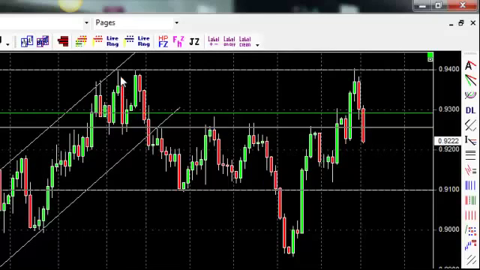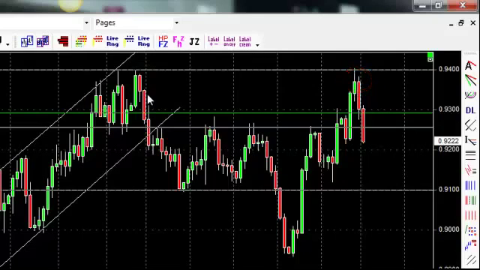Okay, this is where the confluence of resistance is, where right here and right here, prices come up to 94.00 each time. What you need to understand is there is a constant battle between two forces.